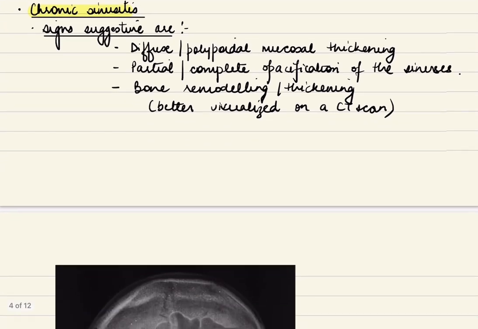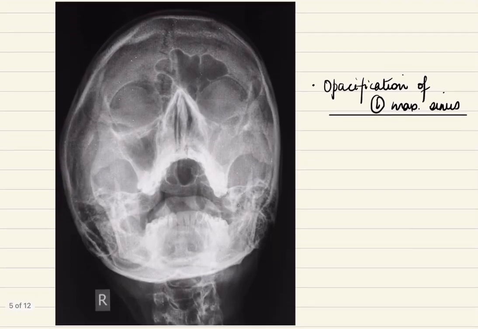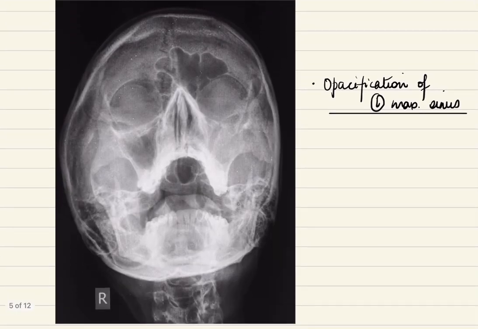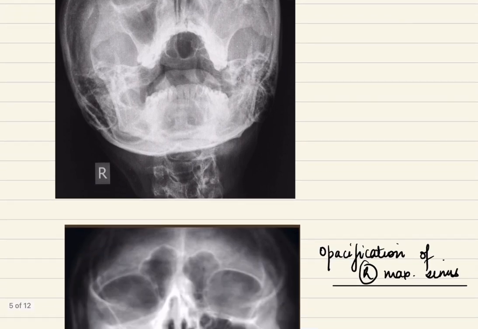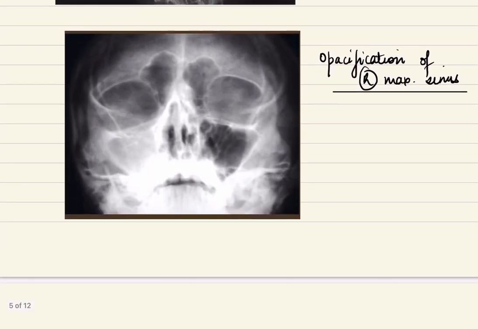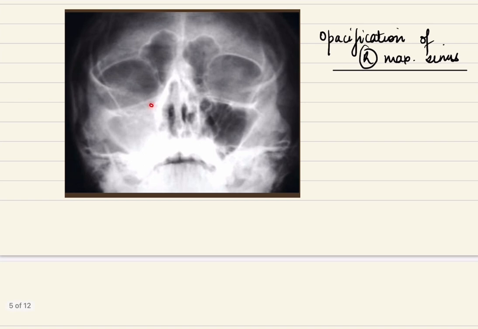Now we'll see a few X-rays. So in this X-ray, you can see there is opacification of the left maxillary sinus, suggesting sinusitis. Similarly, in the next X-ray, you can see there is opacification of the right maxillary sinus.